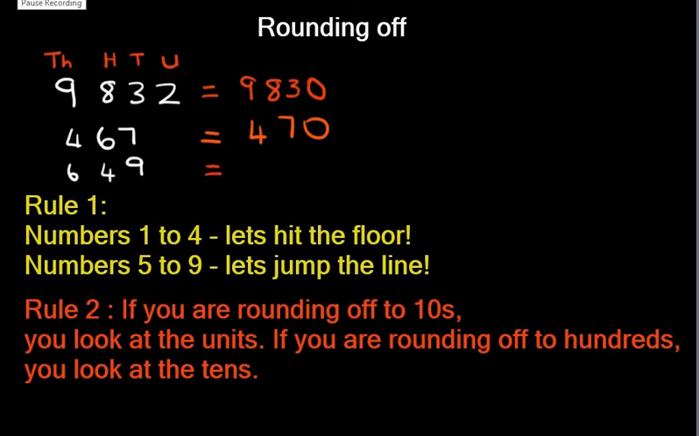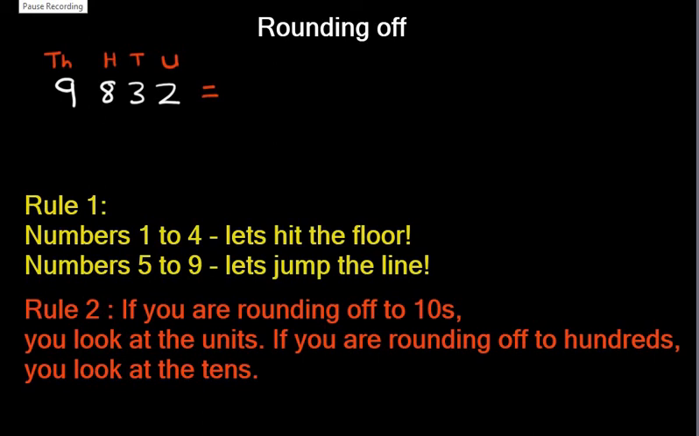So we are rounding off to 10 and we need to look at the last unit, and the last unit is 9. Where does it lie? Between 1 and 4 or 5 and 9? It lies between 5 and 9. What do we need to do? If it lies between 5 and 9, we need to jump the line, which means we are going to round up. We are going to round up.